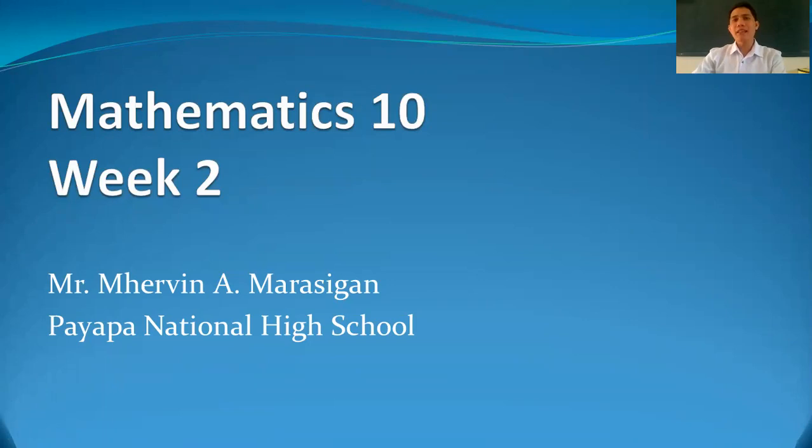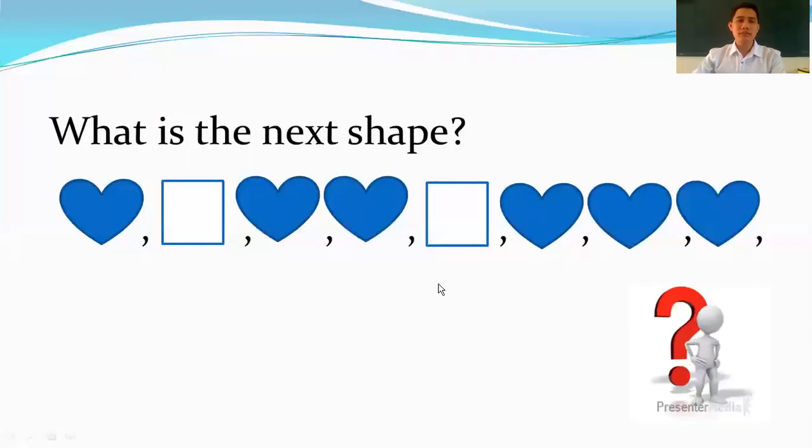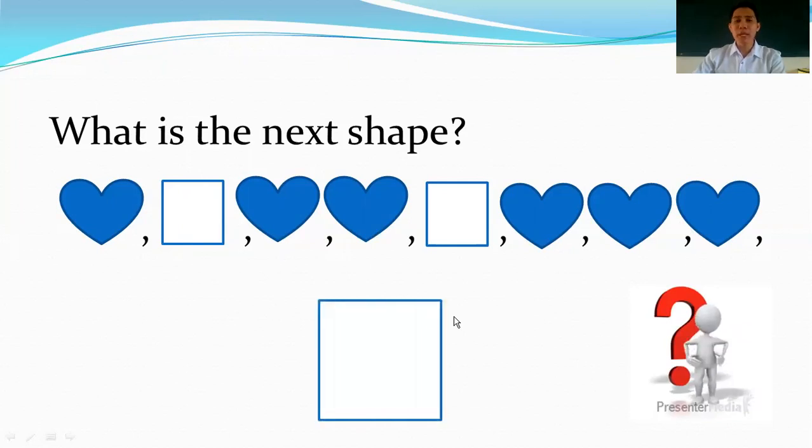But before that, let us check first your logical thinking skills. So I prepared 3 sets of sequence. The first one, what is the next shape? Heart, square, 2 hearts, square, and 3 hearts. What do you think is the next figure? Your answer must be a square. We have 1 heart, 1 square, 2 hearts, 1 square, 3 hearts. So the next figure is a square.